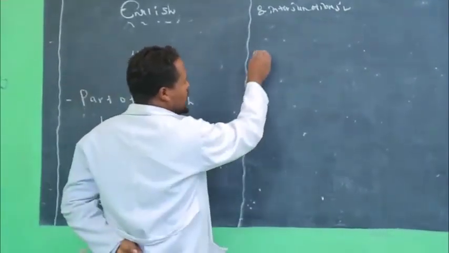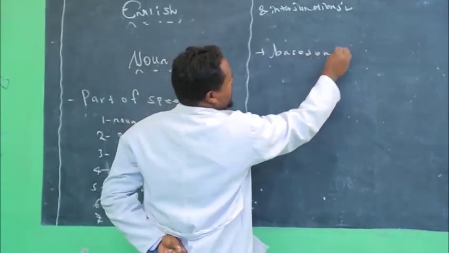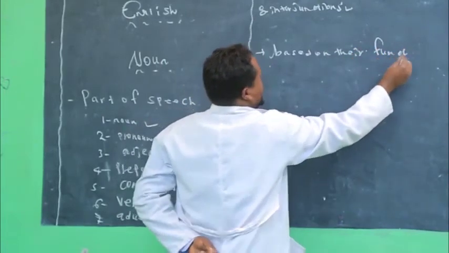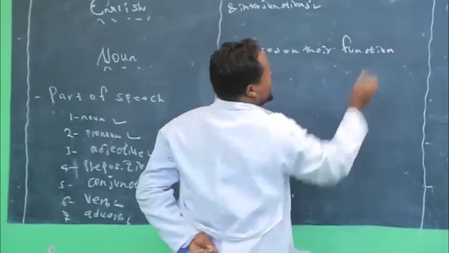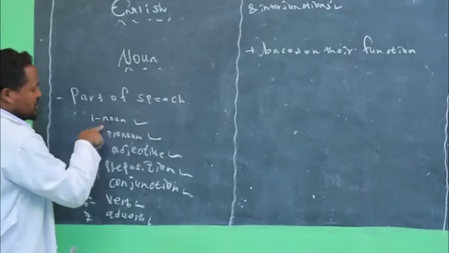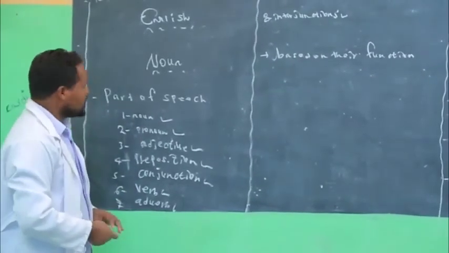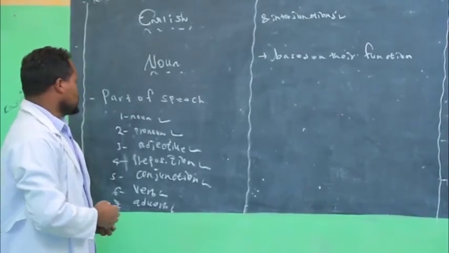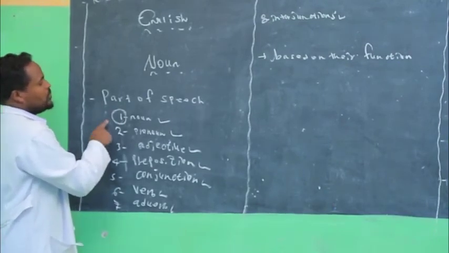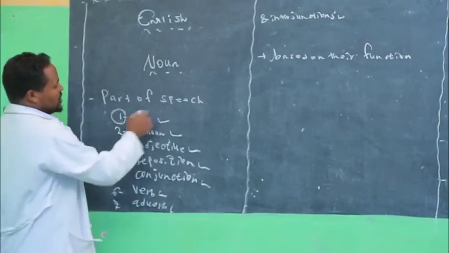Let's count: 1, 2, 3, 4, 5, 6, 7, and 8. As I said, there are 8 parts of speech. Words are classified based on their function, according to their use and purpose in the language. Words are classified into 8 groups: noun, pronoun, adjective, preposition, conjunction, verb, adverb, and interjection. Our topic today is about nouns. Noun is one example of a part of speech.